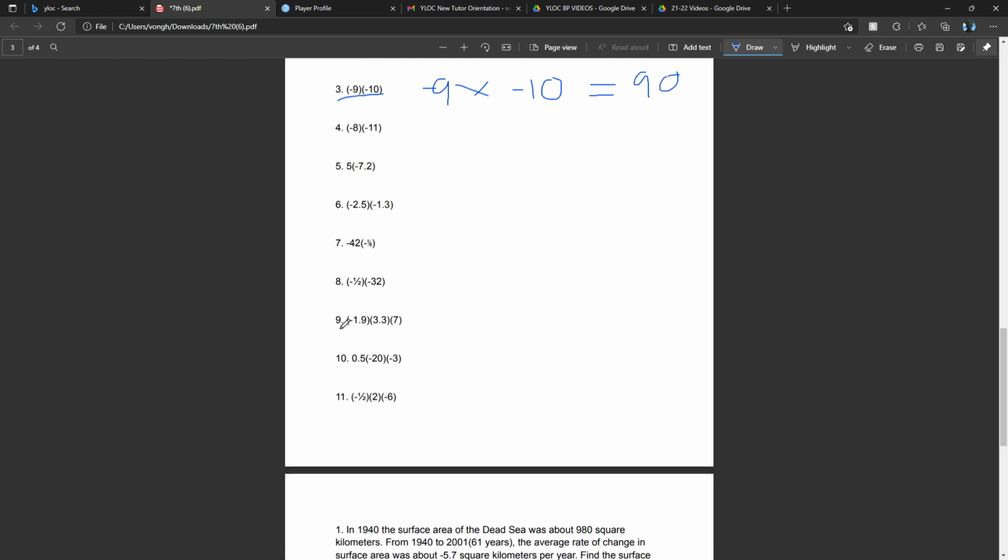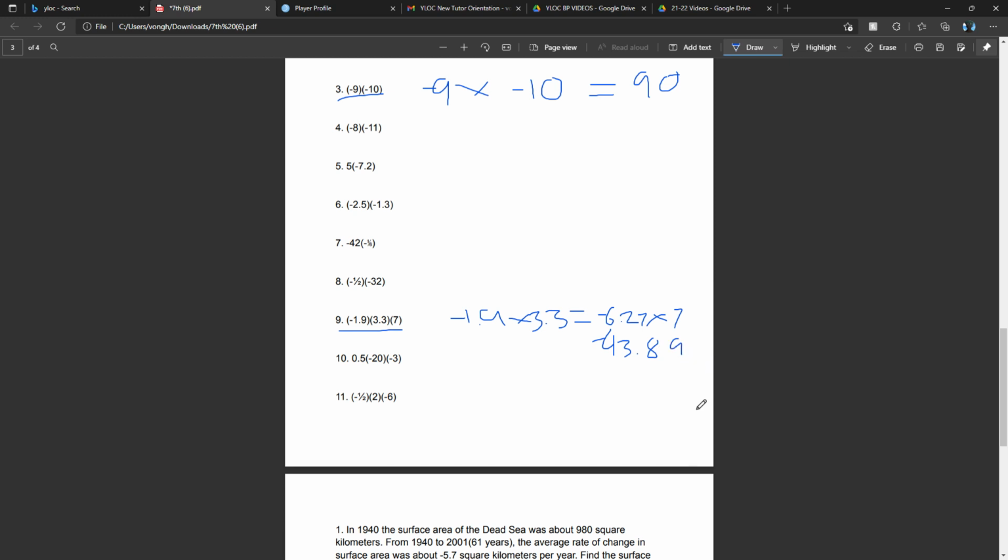And when you get to a problem like number 9, what you want to do is multiply two numbers first. So for number 3, you have -1.9 times 3.3 times 7. First, you want to take two of the numbers. It doesn't matter which one. I just picked the first two. You just multiply them with each other. You should get -6.27, and then you just multiply it by 7. So you should get -43.89.